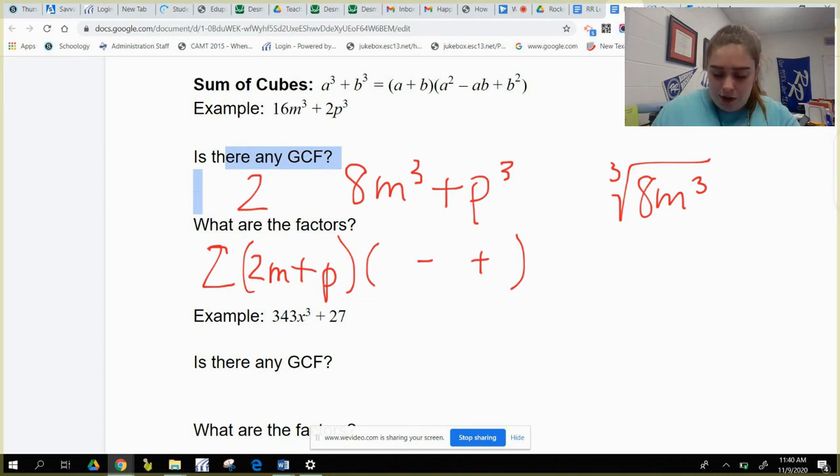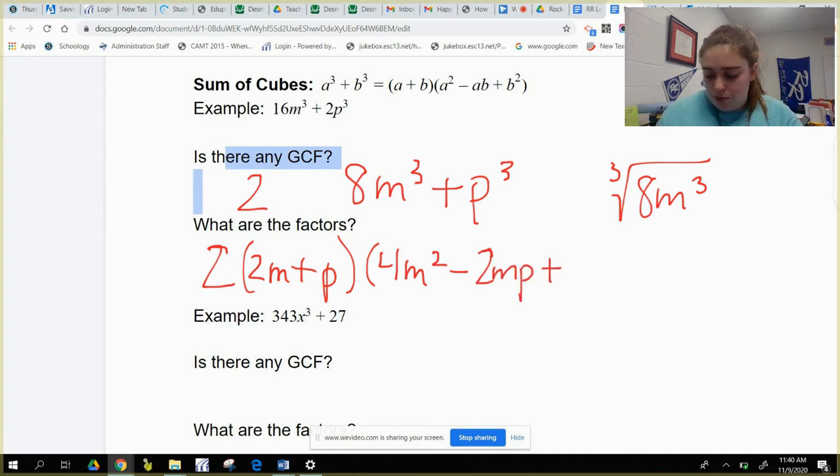Okay, and then for this first one, it's the same thing. We're squaring that first term in the binomial. So 2m squared is going to be 4m squared. And then for that middle term, it's the two terms multiplied. So 2m times p. Let me rewrite this so it's not that messy. So 2m times p is just 2mp.